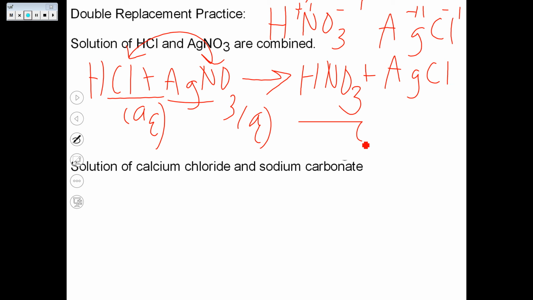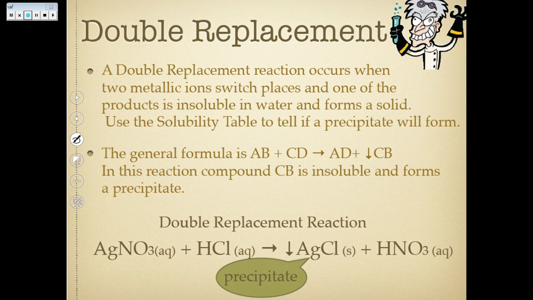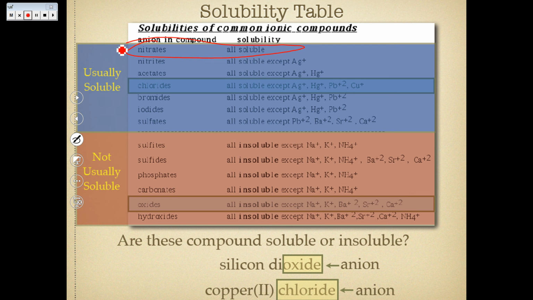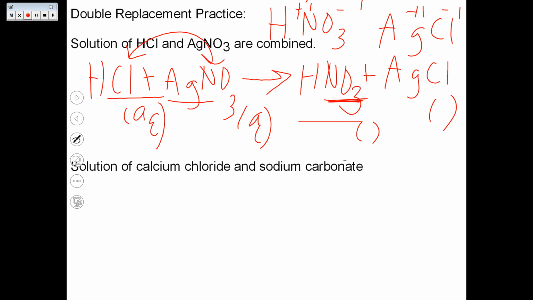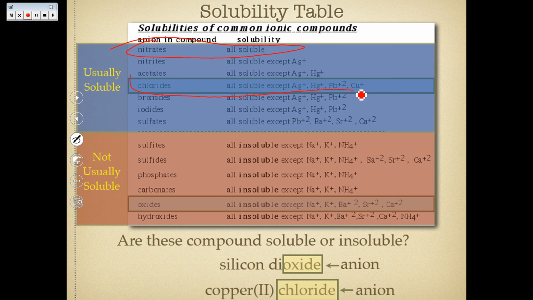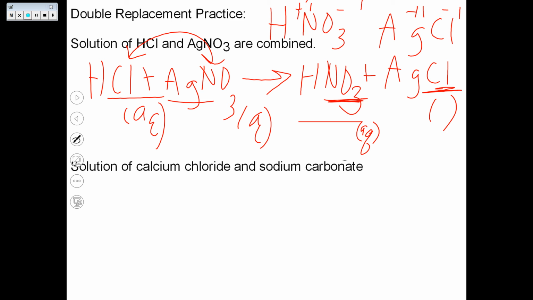Now we have to determine where states of matter are. Do we have a precipitate or do we not? So you go back and you look up nitrates on your solubility table. Nitrates, you'll get used to this, but all nitrates are soluble. So that means that this is going to be AQ. For AgCl, you're going to look up the chlorides. The chlorides are here. It says all are soluble except Ag, Hg, Pb, and Cu. So because Ag is an exception, it means that it will be a solid, and that's what you put.